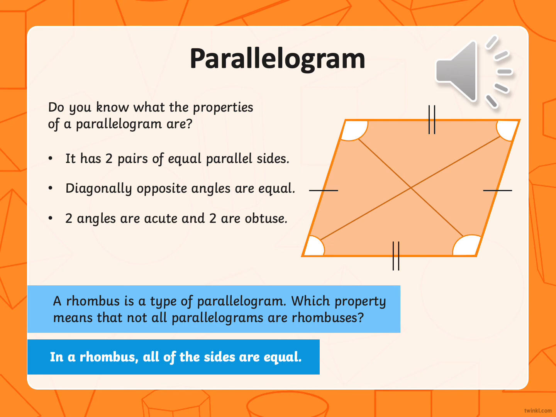Next shape is a parallelogram. Okay, we were looking at parallelograms last week when we were trying to calculate the area of parallelograms. So, parallelograms have two pairs of equal parallel sides. The angles opposite each other diagonally are equal, and like the rhombus, two of its angles are acute and two of its angles are obtuse.